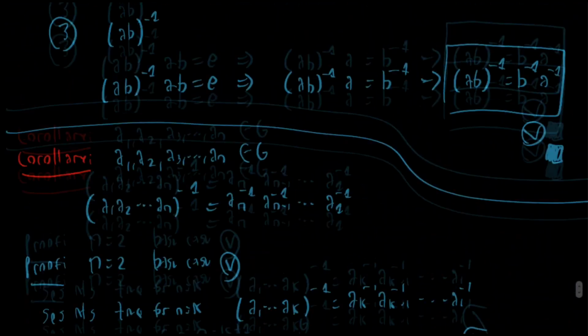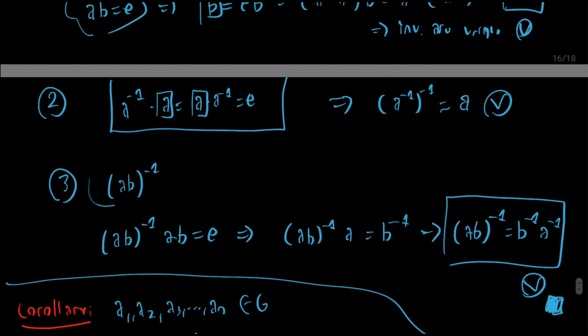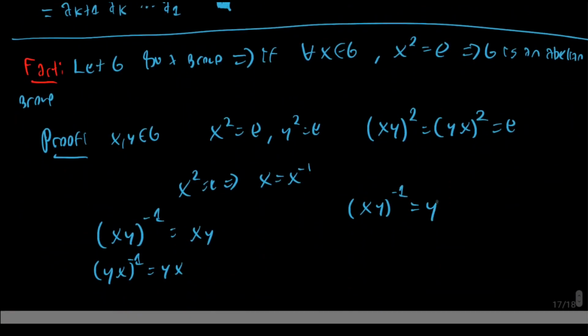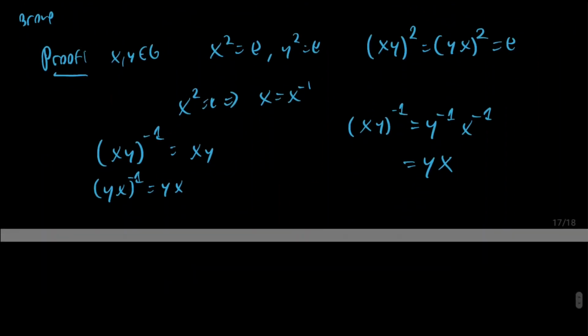By the property we proved above, in particular this one, we have that this is equal to y to the minus 1 times x to the minus 1. But remember what we said before, all elements are their own inverse here. So we have that this is equal just to x times y times x. So this is the first identity that we have.